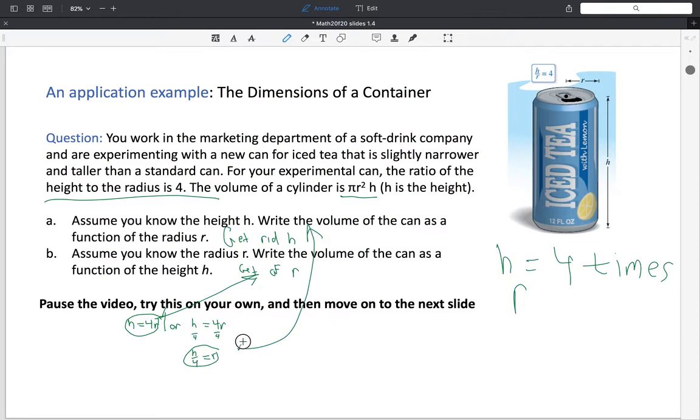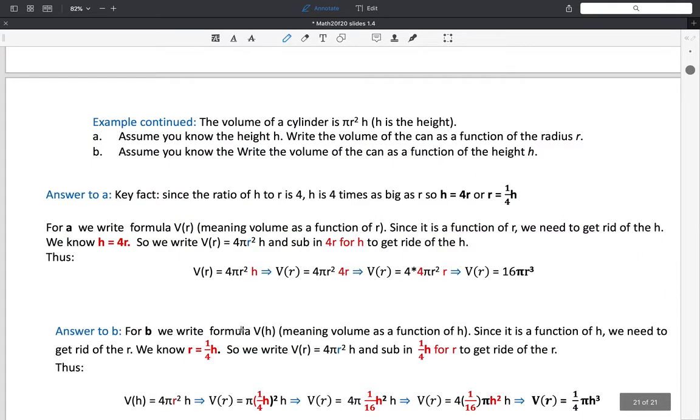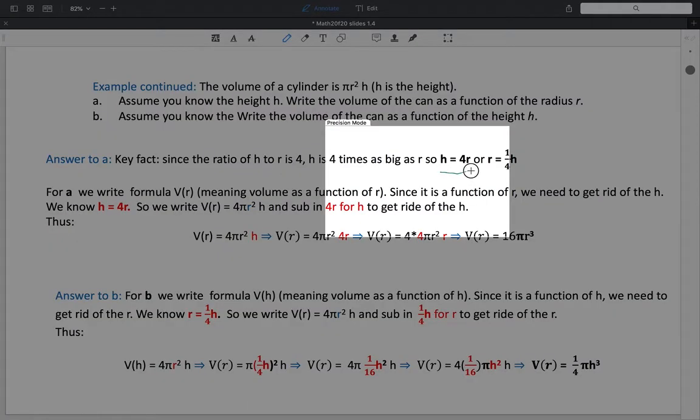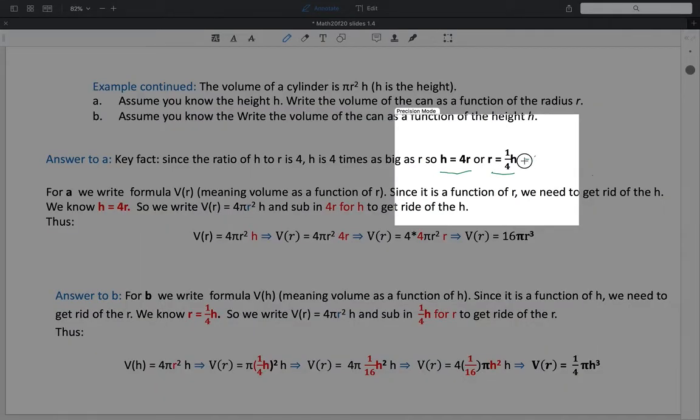Okay, so I'll let you work on this for a bit, and then let's look at the solution. Hit pause, and I'm going to go to the next slide. Okay, here we are. I just repeated the question, and we mentioned before that these are the key facts, that h is 4r, or r is going to be h over 4.